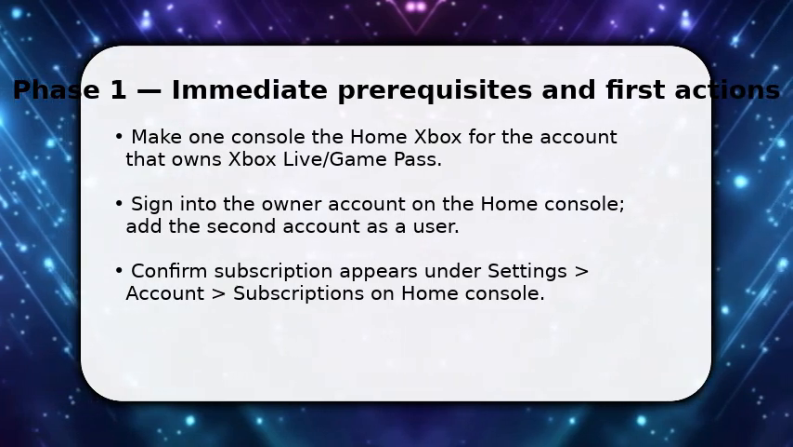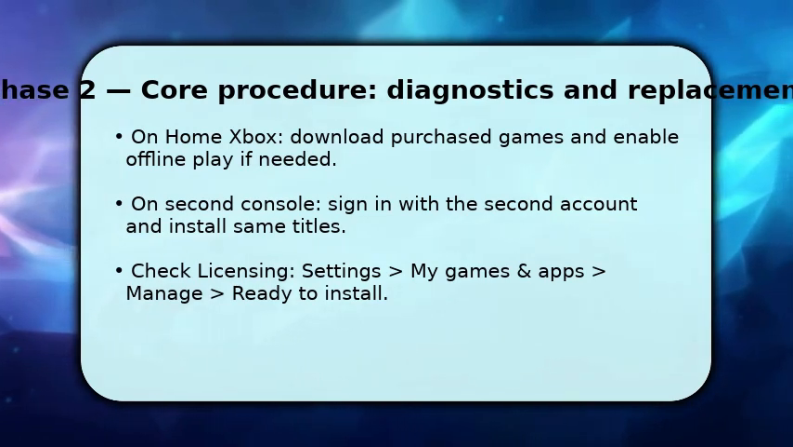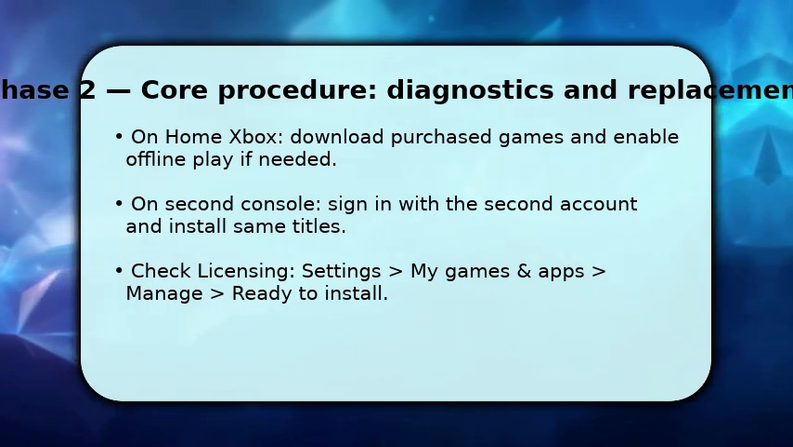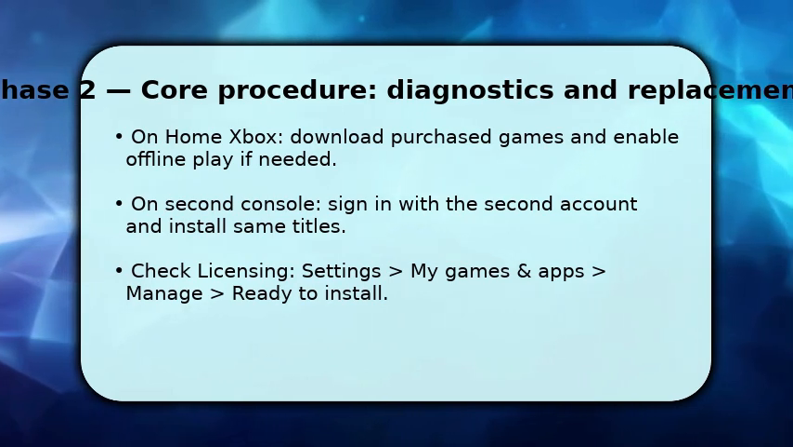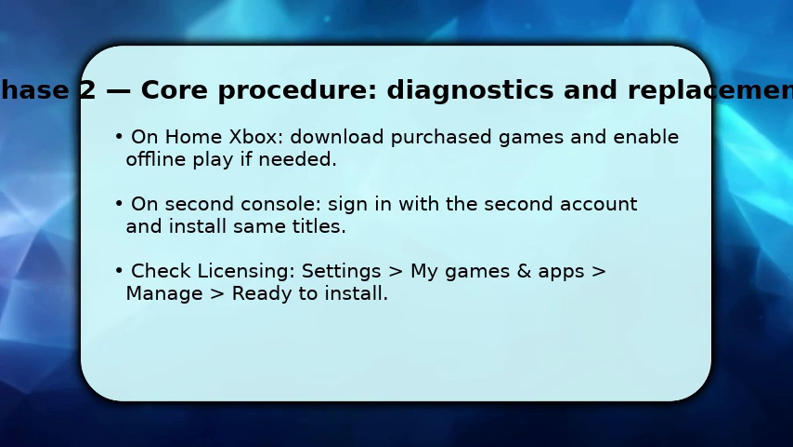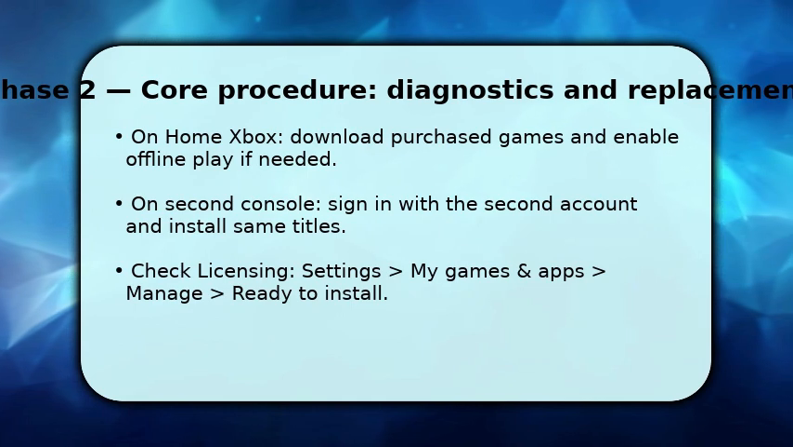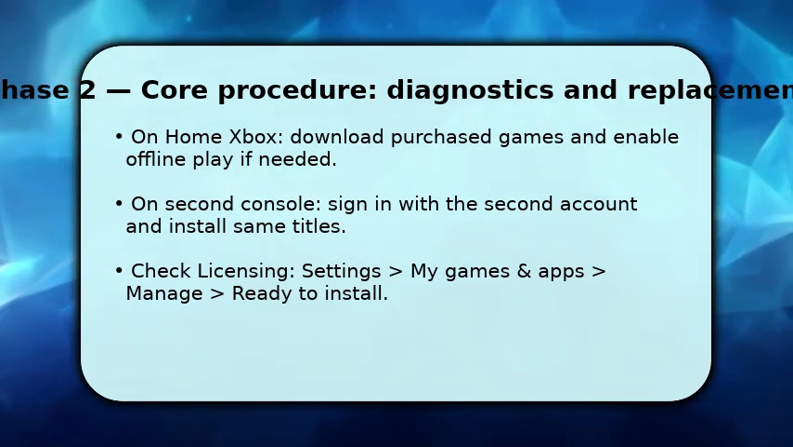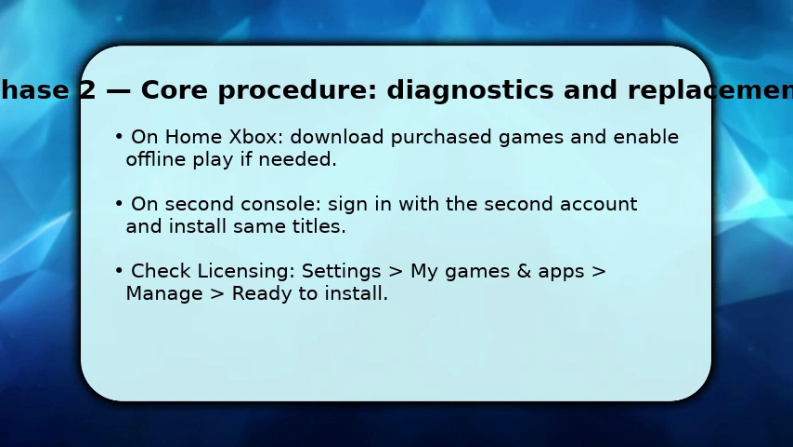Next, download the games and enable the licensing on the home console so files and permissions are available. Install the same titles on the second console while signed in with the other account. The home console shares the license, so the second account can play. Once installed, make sure licenses appear under My Games and Apps Manage. If you plan multiplayer, open the game and allow any updates. These steps ensure that the second account uses the shared subscription.